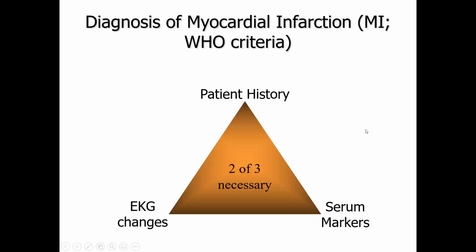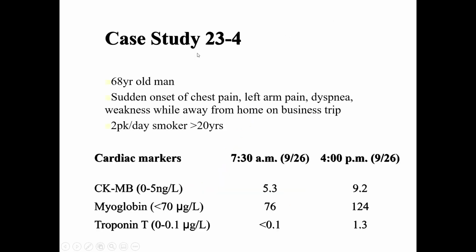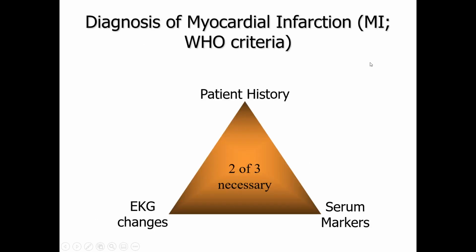So if we look at the triangle here, we haven't gotten EKG information yet, but based on the patient history and serum markers, so their history, smoker, and serum markers are increasing, we can diagnose MI, or myocardial infarction.